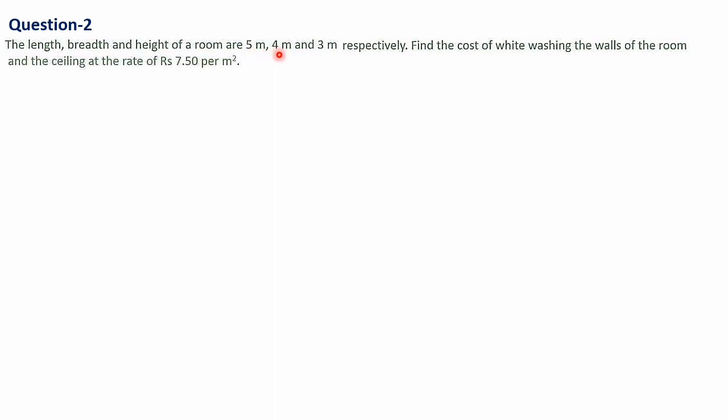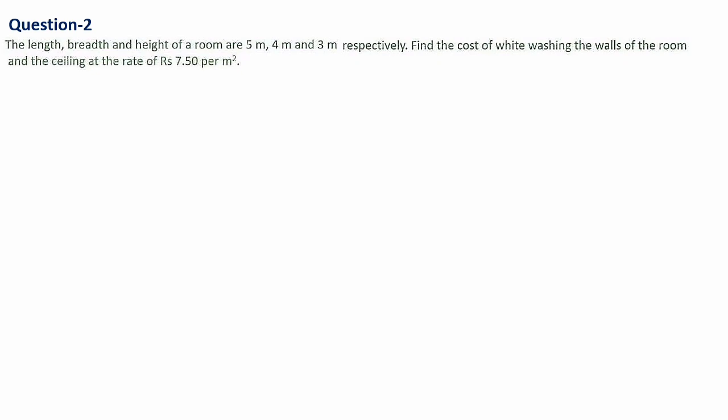Length is given to you, breadth is there and height also given to you. Find the cost of whitewashing the walls. So the area which is to be whitewashed, that is what we have to calculate first. The 4 walls and the ceiling, that much area only we have to whitewash. Floor no need to whitewash.